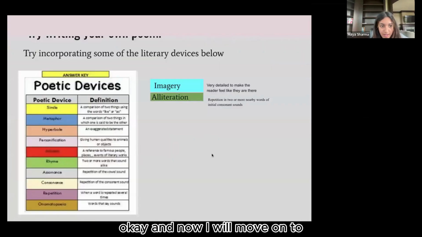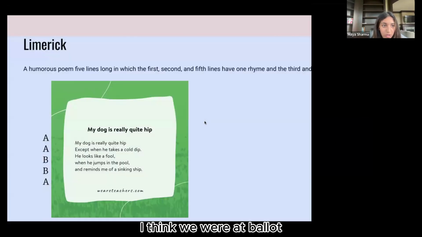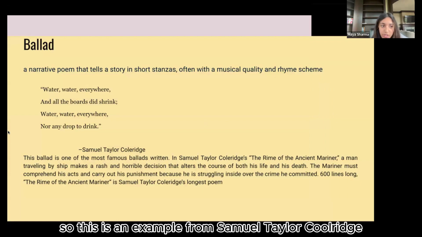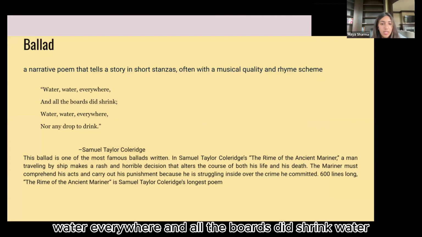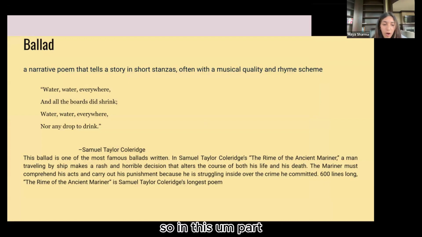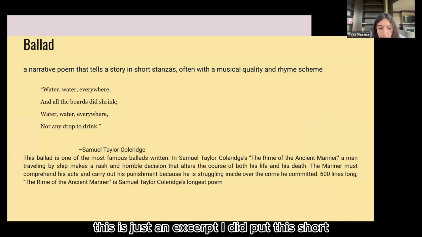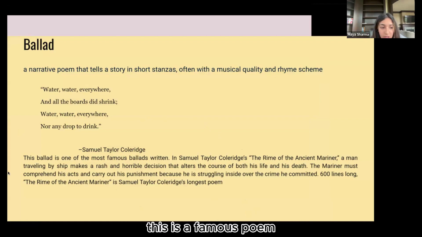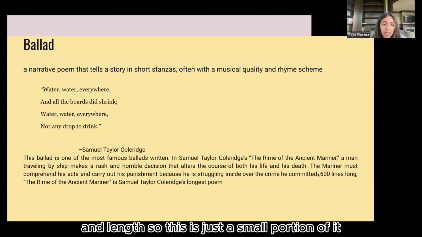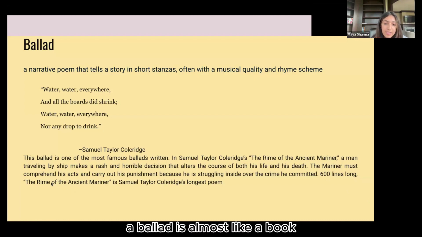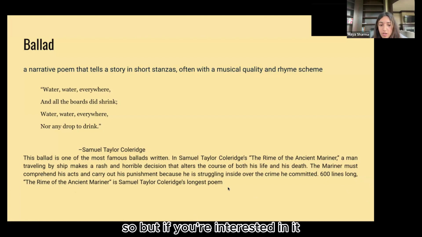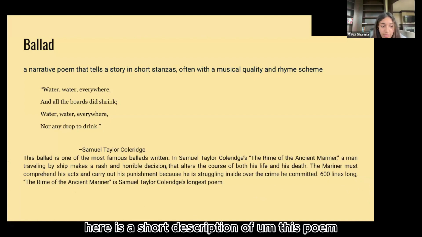Yes, no problem. Okay, and now I will move on to, I think we were at ballad. So this is an example from Samuel Taylor Coleridge. Water, water everywhere, and all the boards did shrink. Water, water everywhere, nor any drop to drink. So in this part, this is just an excerpt. I did put a short definition of everything. This is a famous poem, and it's important to note that it is 600 lines long. So this is just a small portion of it. A ballad is almost like a book. Like this excerpt is from a book by Samuel Coleridge. But if you're interested in it, here is a short description of this poem.